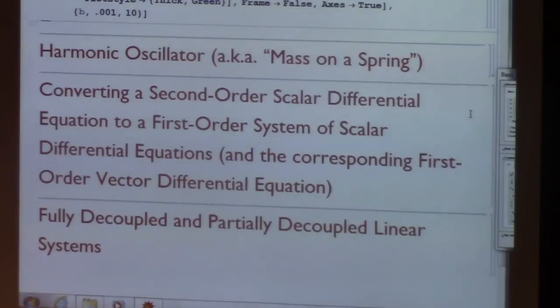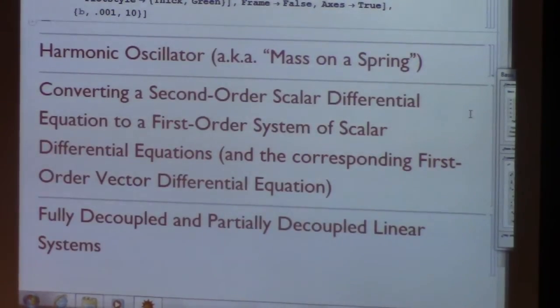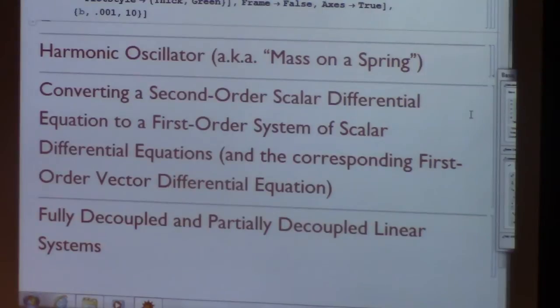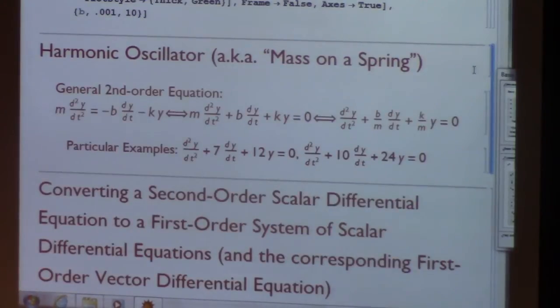Is that a node then? It's called a saddle point. It's a higher dimensional node that kind of looks like a saddle point for multivariable calculus, and we call it a saddle point. All right. Let's go on to the harmonic oscillator now.